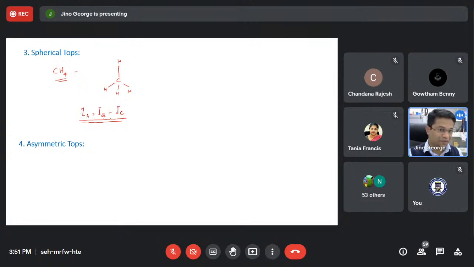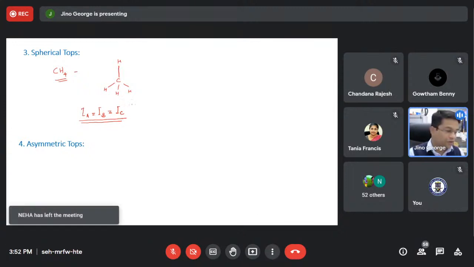So methane doesn't show a rotational spectrum. Maybe some of you know it already. Why? Because in all directions the dipole moment change is zero, even if it rotates, right? So it's only possible if IA and IB, the moments of inertia in all directions, are not equal. Okay, so that makes things very easy.